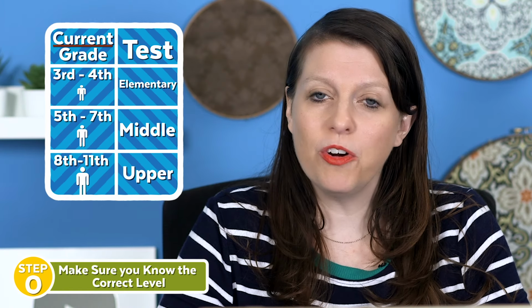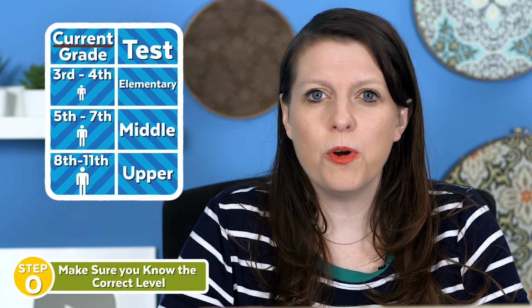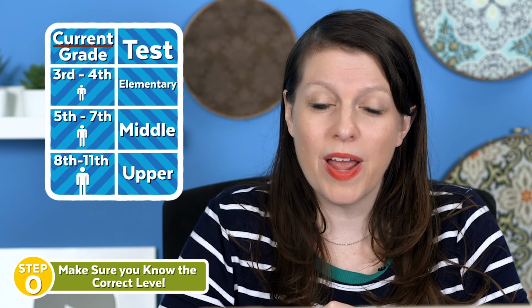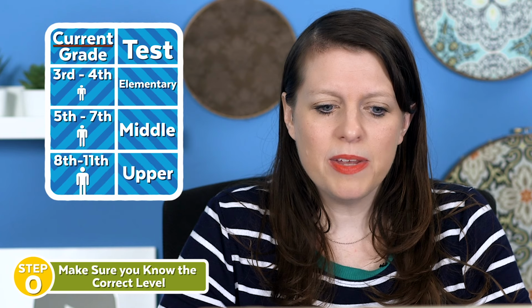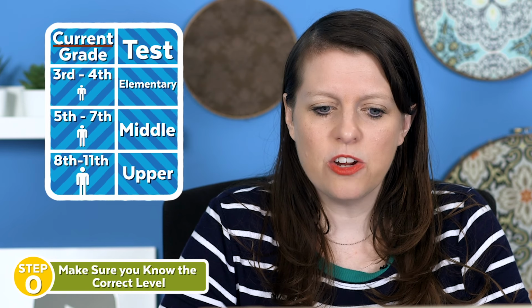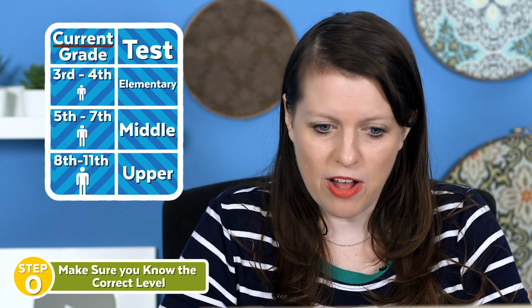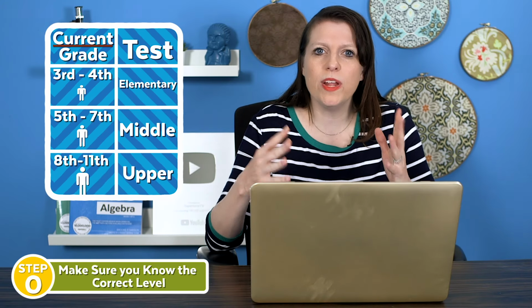Middle level means you're currently in 5th through 7th grade. Typically, you're applying then for 6th through 8th grade. And upper level means you're currently in 8th through 11th grade and you're applying for grades 9 through 12. That's the breakdown. So know which particular level of test you're going to be taking, because that's going to influence what materials you purchase, what practice tests you take, all that kind of good stuff. So just make sure you look at whether it's the grade that you're in or the grade that you're entering. Make sure that you dice that out and you're careful about it.